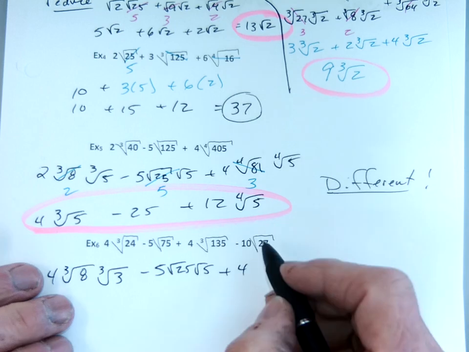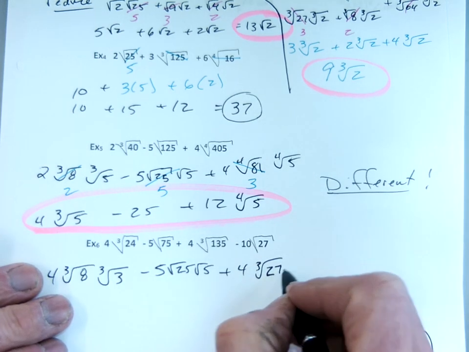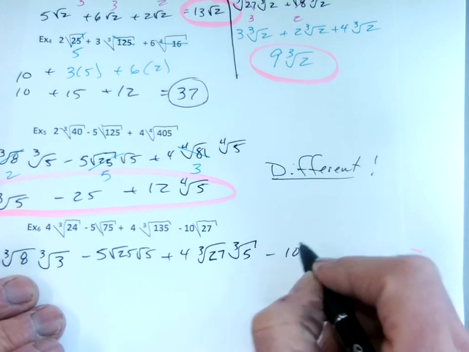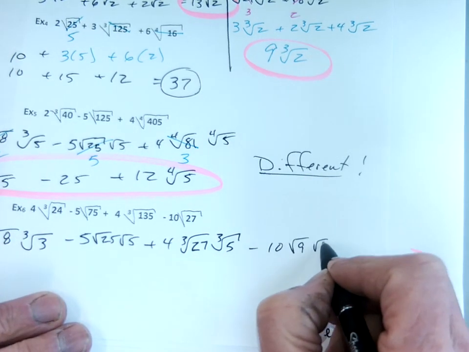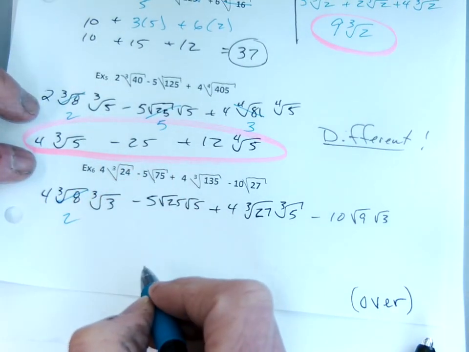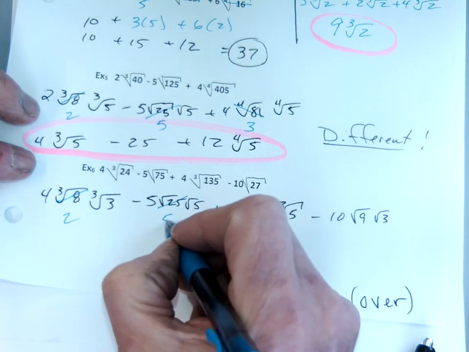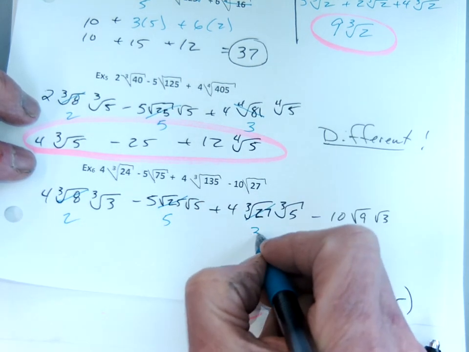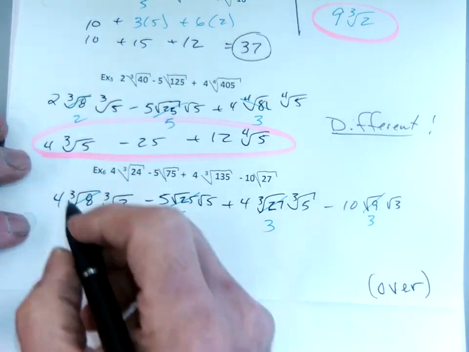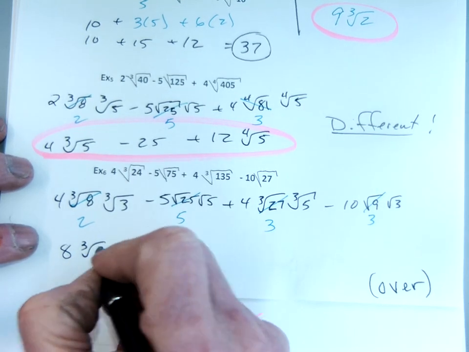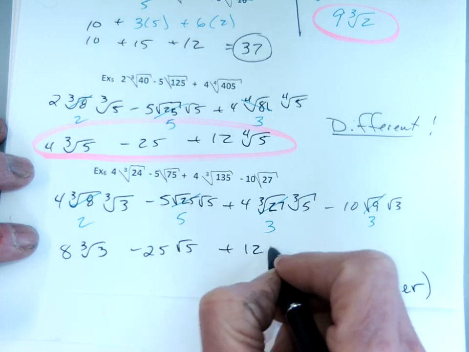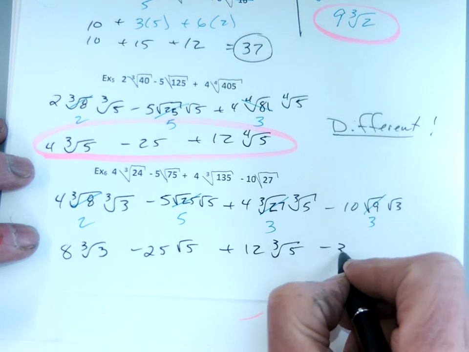So cube root 27, cube root 5, and then minus 10, square root of 9, square root of 3. Let's see if I can simplify this. I got a 2, cube root of 8 is 2. I've got a 5, square root of 25 is 5. I've got a 3, cube root of 27 is 3. I've got a 3, square root of 9 is 3. Then I've got an 8 cube root of 3, minus a 25 square root of 5, plus a 12 cube root of 5, minus a 30 square root of 3.